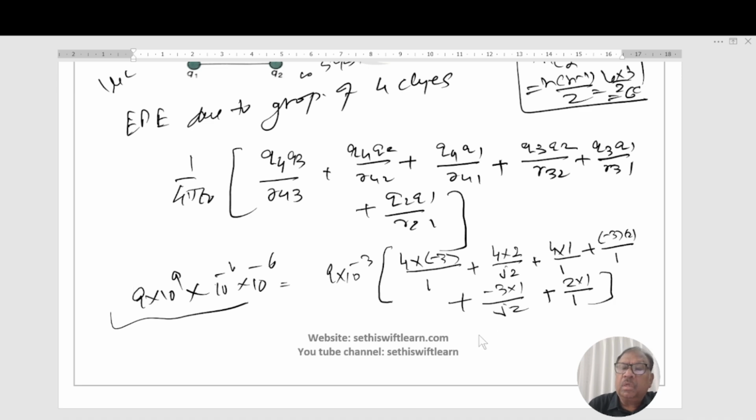On simplification, this comes out to be 9 into 10 to the minus 3. ये simplify हो क्या रहेगा minus 12 upon 5 root 2 joule. That is on simplification minus 7.62 into 10 to the minus 2 joule. This negative sign indicates that work done is positive. Amount of work done is positive in bringing the respective charges to their respective location from infinity to that point. Right?